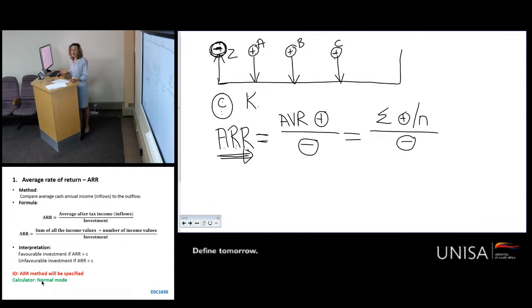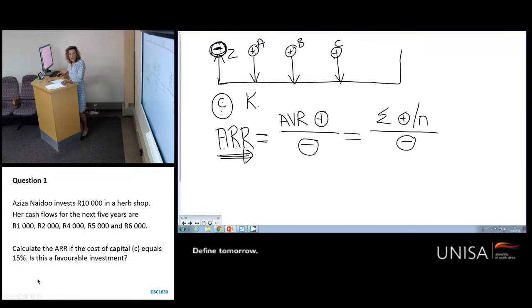Now again, how would I identify it? ARR, or average rate of return, will be in the question, and your calculator will use normal mode. Now let's look at the first question.